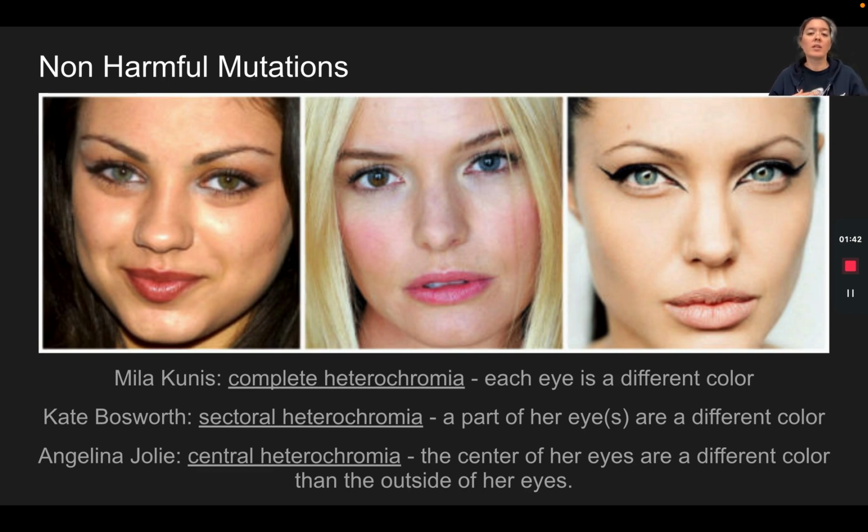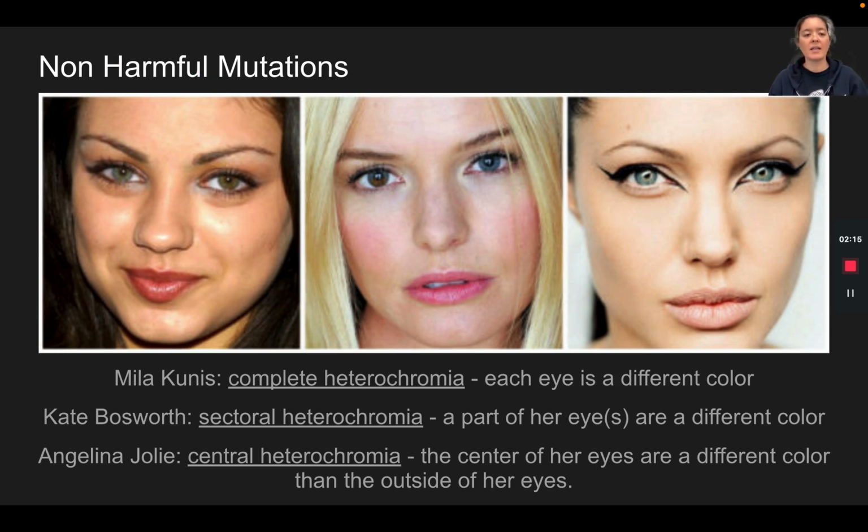So we're looking at 3 different examples of something called heterochromia. Hetero means different, and chromia means color. So we're looking at different colors, perhaps within the same person. All of these women are fairly famous actresses, and we're going to start on the left with Mila Kunis. She has what's called complete heterochromia. Each of her eyes is a different color. One of them is more blue, the other is more brown.